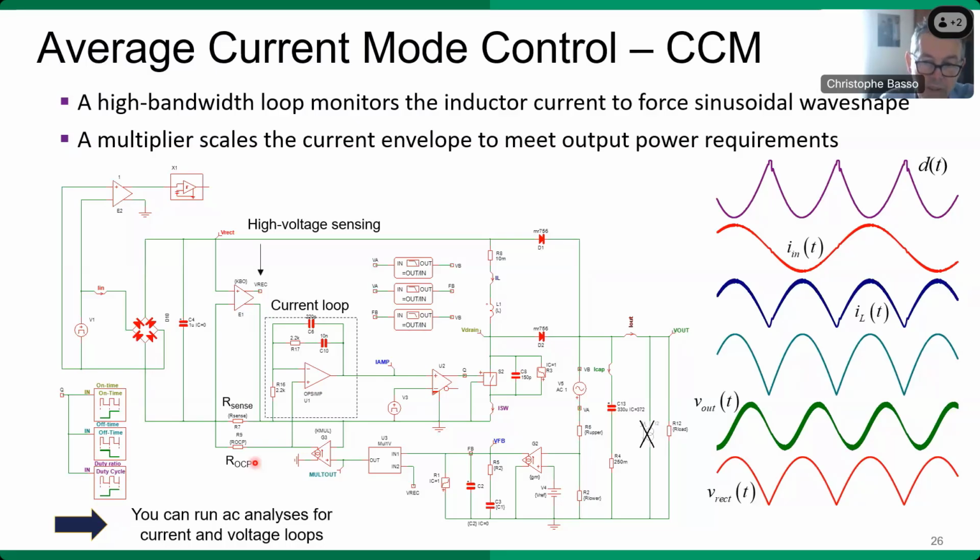This is a two-loop system, and it needs proper compensation, and you can run small signal analysis on either the outer loop or the high frequency current loop, which is here. This one has a crossover frequency of a few kilohertz. This one, of course, still has the low frequency limit of a few hertz.